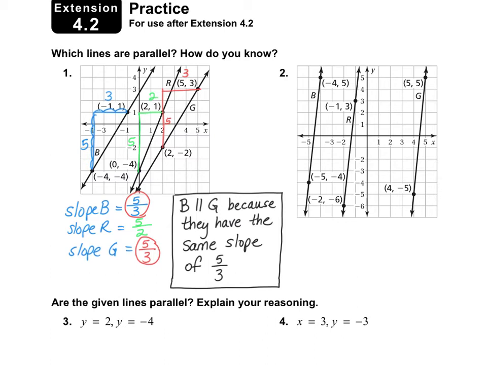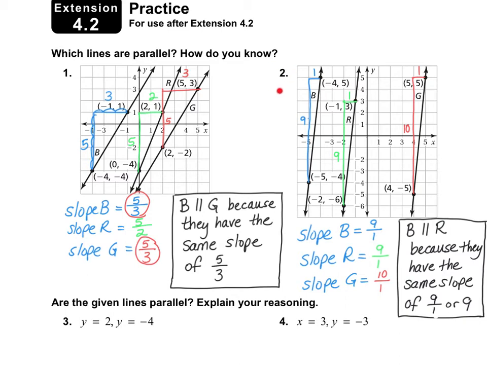Let's take a look at number 2. For number 2, we still have 3 lines, line B, line R, and line G. We're going to need to find the slopes of each one. I would like for you to finish number 2. Find the slope of B by drawing your triangle, find the slope of R by drawing your triangle, find the slope of G by drawing your triangle, and see if you can figure out which of the lines are parallel.